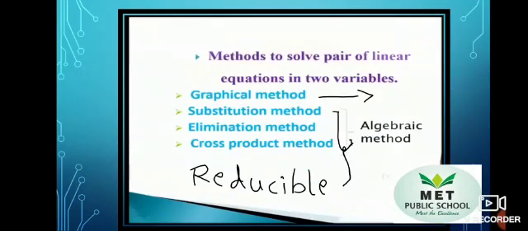In substitution method, two equations will be given. You have to make use of those two equations. Find the value of y in one equation and substitute that value of y in the second equation to find the value of x. And in the elimination method, two equations are written and balanced, and you are cancelling the variable and finding the values of x and y.